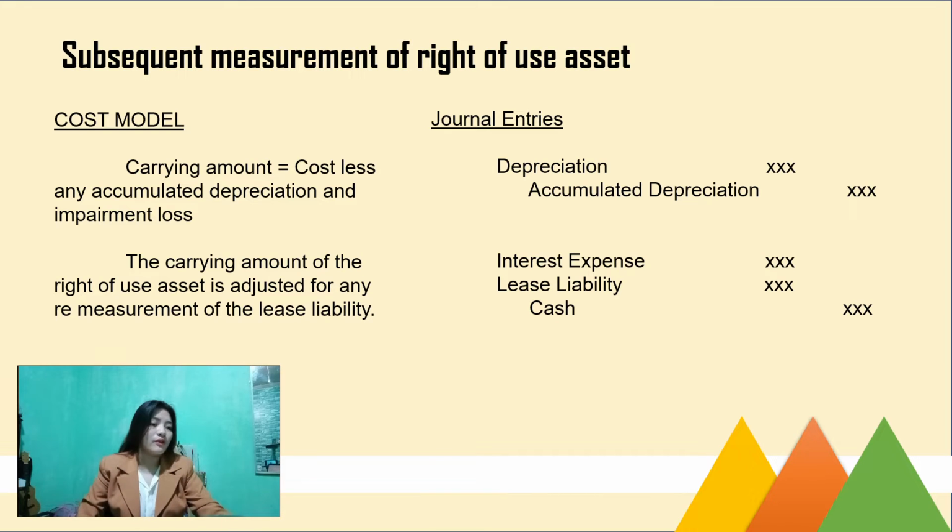So, first, we debit the depreciation and credit the accumulated depreciation. Of course, about asset naman, kapag habang tumatagal or as time goes by, nasisira yan or nagde-depreciate. So, kailangan nating i-record yung depreciation nun. And for the second entry, we debit interest expense and lease liability, then credit the cash.